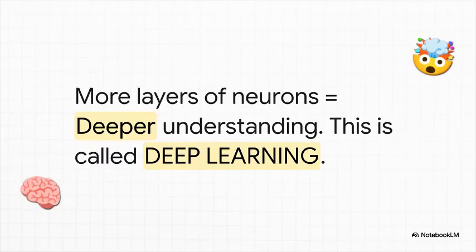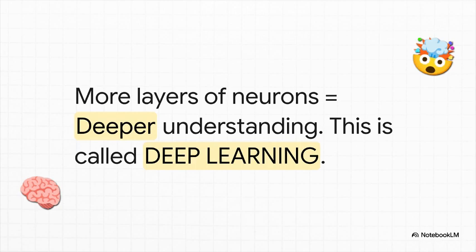And here's the really crucial part. When you stack lots and lots of these layers of neurons on top of each other, the network can learn more and more complex things. So the first layer might just see basic stuff like lines and colors. The next layer might combine those into shapes like an eye or a nose. And a layer deeper than that might recognize a whole face. This stacking of layers is what we call deep learning, and it's the powerhouse behind almost every big AI breakthrough you've heard about recently.